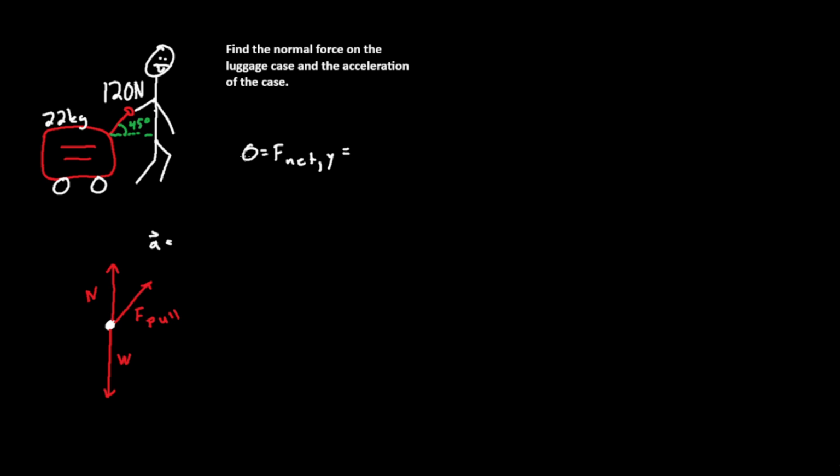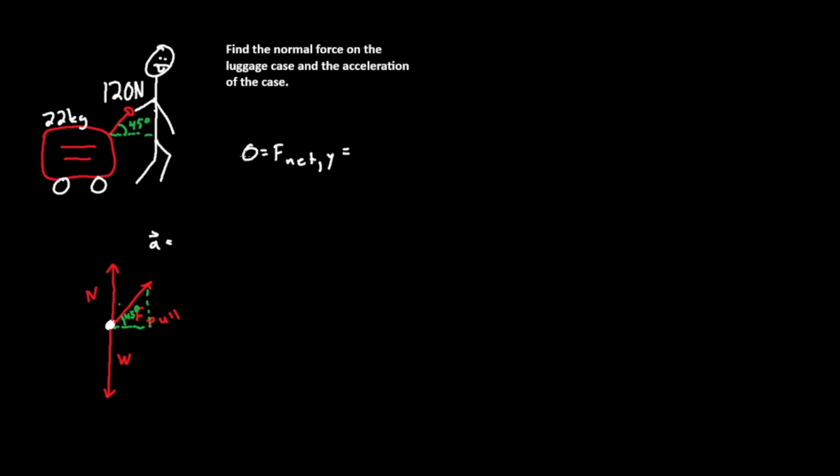What do we do with this information? Well, we can solve for all the y forces going on here. Well, here's the thing about this pulling force. This guy is pulling on the luggage case at a diagonal. So this diagonal force vector has 2 components. It has the x component and the y component. So we can actually solve for these components individually to know how much this force is contributing to each x or y axis.